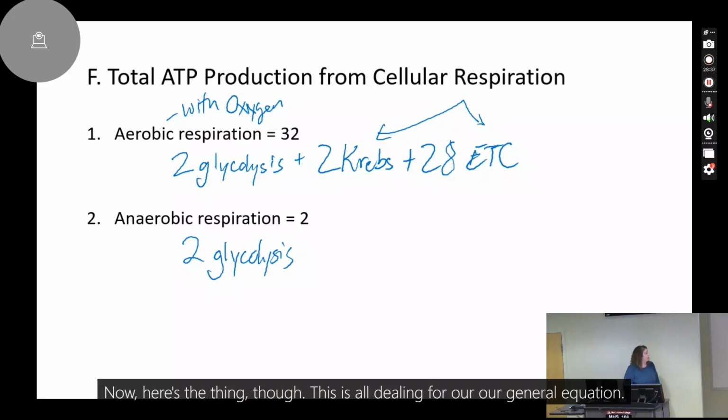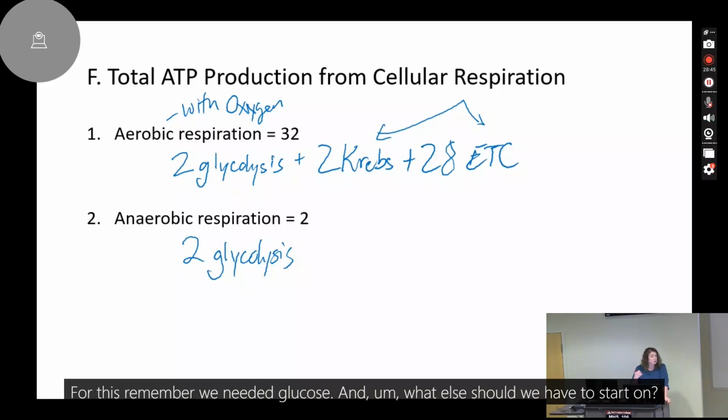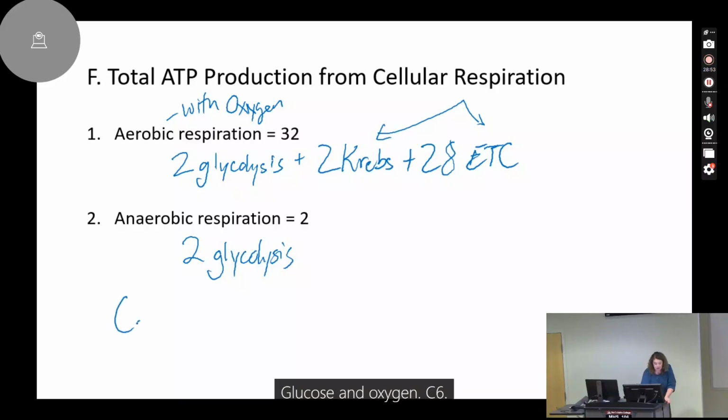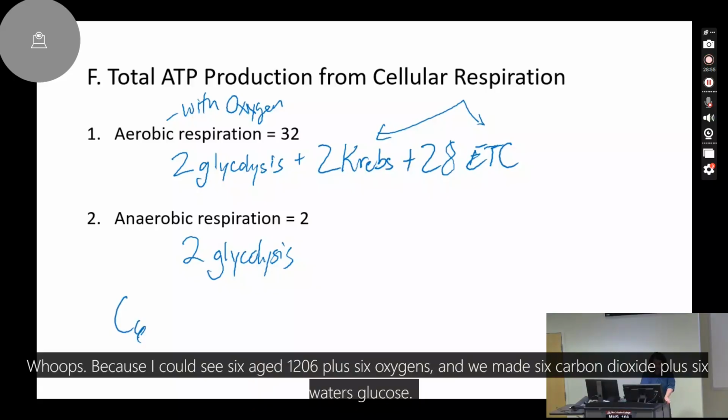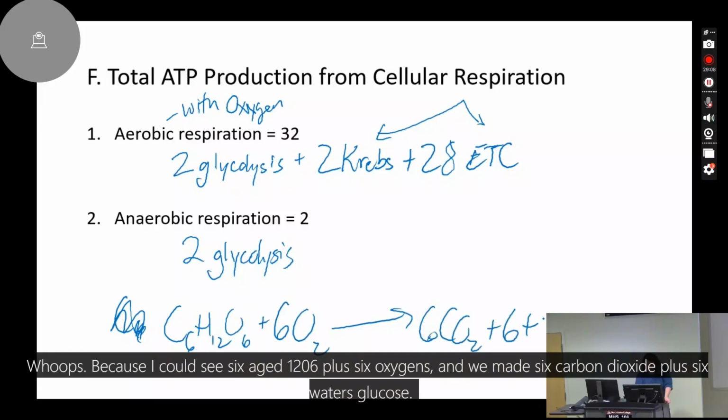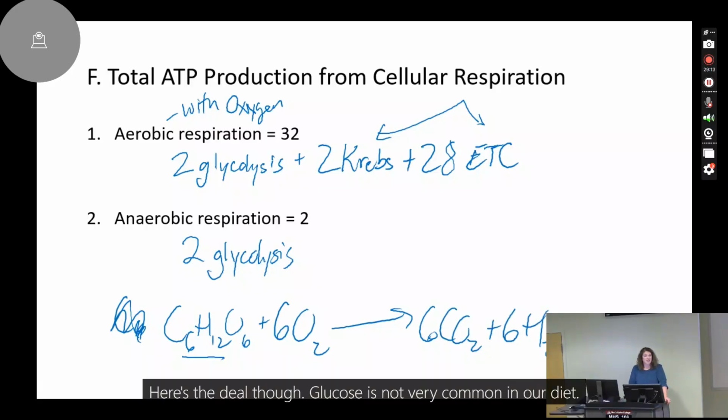Now, here's the thing, though. This is all dealing with our general equation for this. Remember, we needed glucose, and what else did we have to start with? Glucose and oxygen. C6H12O6 plus 6 oxygens, and we made 6 carbon dioxides plus 6 waters. Glucose. Here's the deal though.